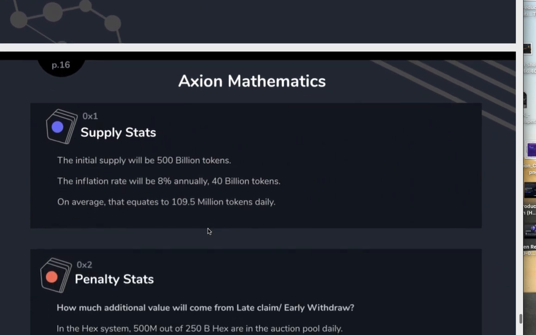Axion mathematics. The initial supply will be 500 billion tokens. The inflation rate will be 8% annually, which will be 40 billion tokens. On average, that equates to 109.5 million tokens daily. Okay, so it gives you an idea of the supply of Axion tokens on the market.